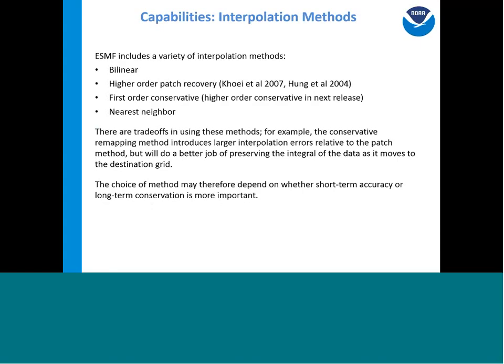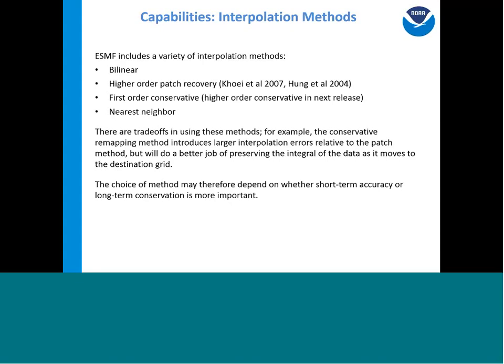Another area where flexibility is potentially needed is in interpolation methods. So it supports bilinear methods, higher order patch recovery methods, first order conservative methods. We have a higher order conservative method in the works, and that'll be in the next release, and nearest neighbor methods.